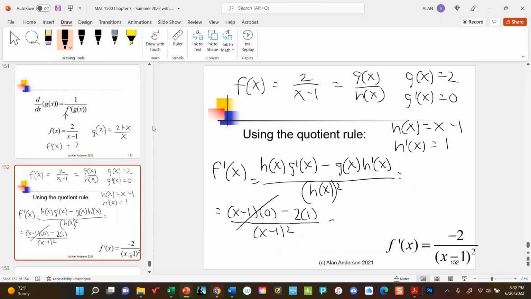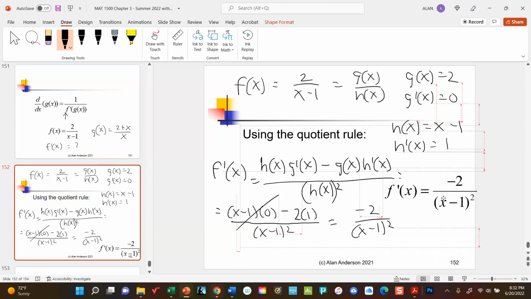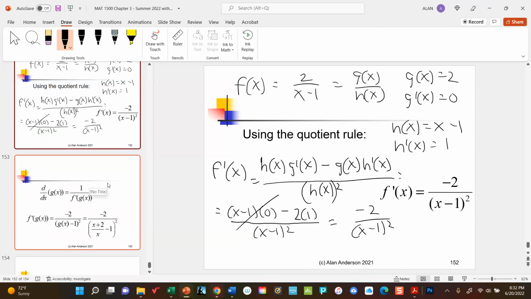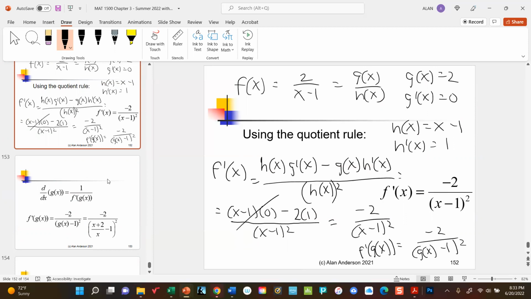So of course this drops out. We end up with minus 2 over x minus 1 squared. All right, so far so good. That is in fact f prime of x. Now, what we want though is f prime of g of x. So f prime of g of x would therefore be this. And if you recall, g of x itself is the inverse of f of x.